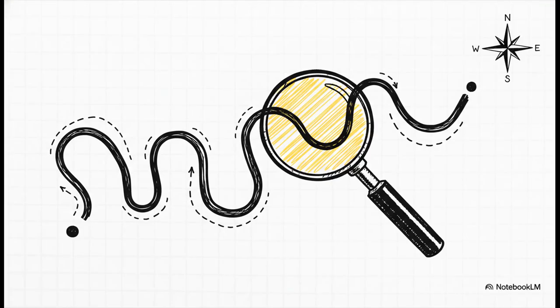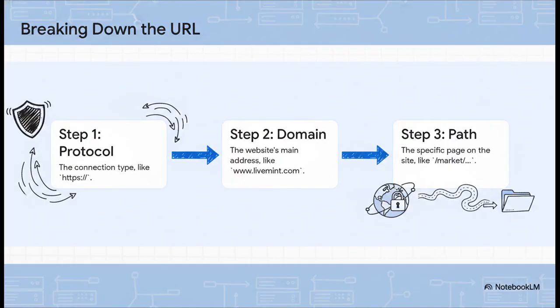So this big long string of text, that's your destination. And I know, at first glance, it just looks like a jumble of characters. But trust me, it is packed with clues. If you know how to read this map, you can figure out a whole lot about where you're about to land. It's actually pretty easy to break it down into 3 simple parts. You've got the protocol, the domain, and the path. And each one of these tells you something different about your journey.